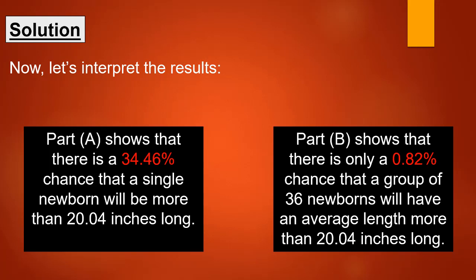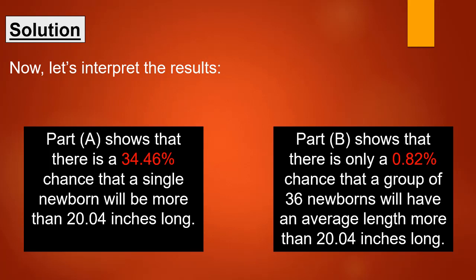So there's a 34.5%-ish probability that one baby can get that long. One baby chosen at random will be that long. But what this is saying is that if I picked 36 babies at random and found the average height, there's only a 0.82% chance, less than a 1% chance, that the average height will be more than 20.04 inches.